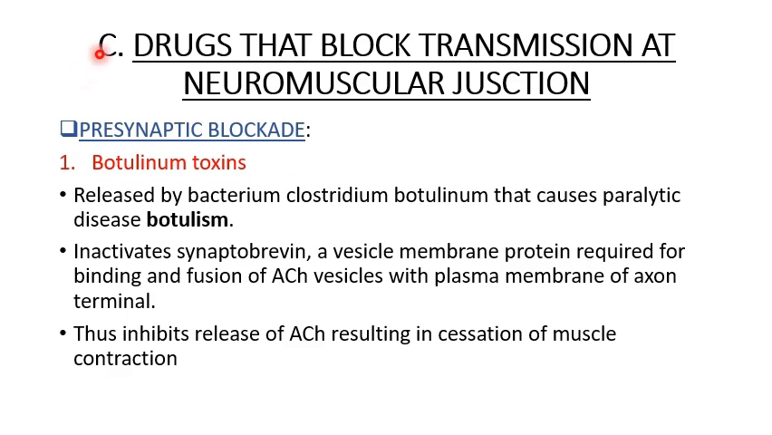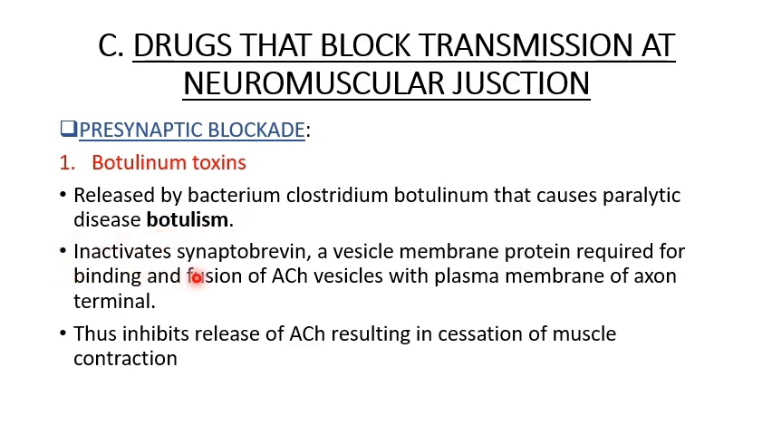Next category are the drugs that block transmission at the neuromuscular junction. These are divided as presynaptic blockade and postsynaptic blockade. Presynaptic blockade includes botulinum toxin. Botulinum toxin is released by the bacterium Clostridium botulinum that causes the paralytic disease botulism.